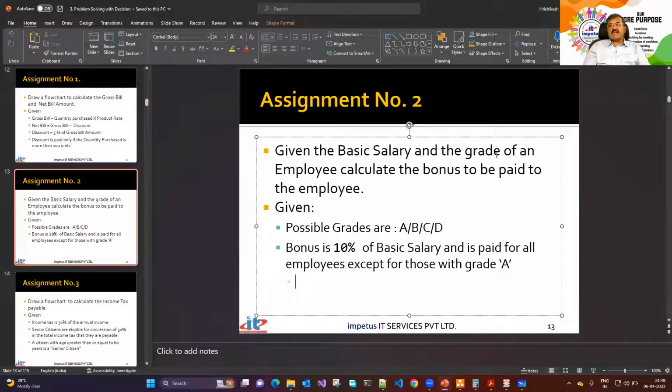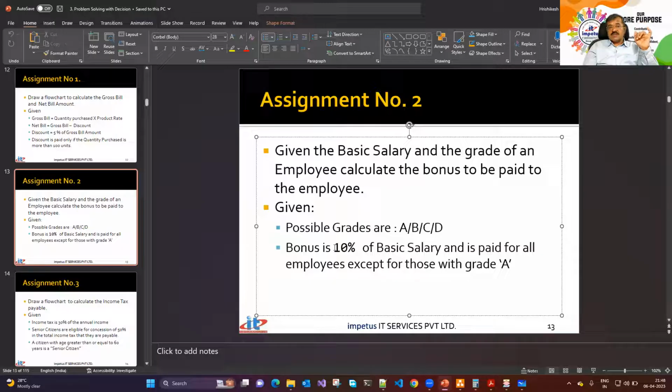Given the basic salary and the grade of an employee. So you have both the things, the basic salary and the grade. Calculate the bonus paid to the employee. So we have to calculate the bonus that is to be paid. आपके पास possible grades क्या है? A, B, C, D are the only 4 grades that you have, either A or B or C or D.